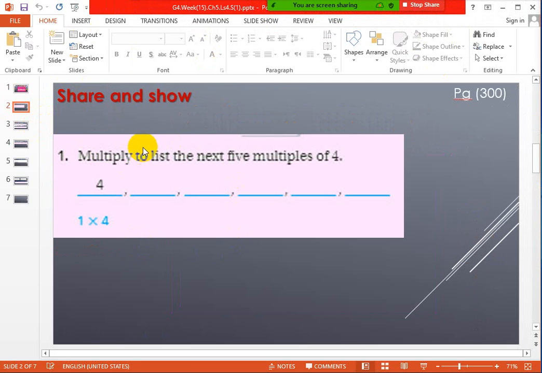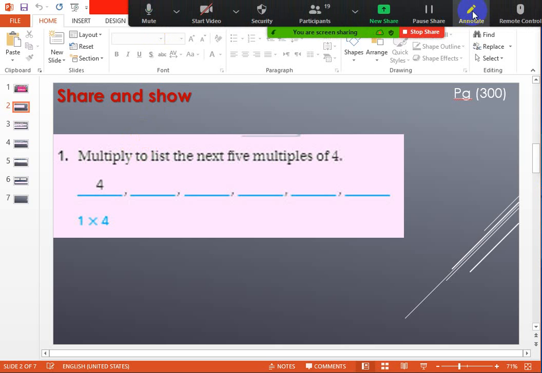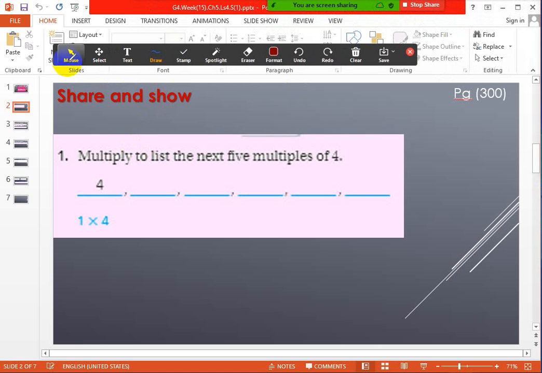So girls, share and show. This is the first example. We will explain how there is a relationship between the factors and the multiples. Look, girls, you remember we talked about the multiples before, and you know that the multiples for any number means I have to multiply the number by a sequence or a pattern. That means I will multiply the number by 1, then by 2, then by 3, then by 4. So I have to multiply it in a pattern.